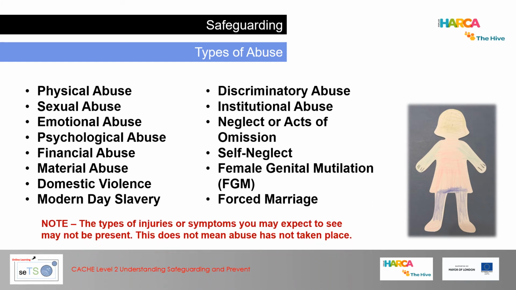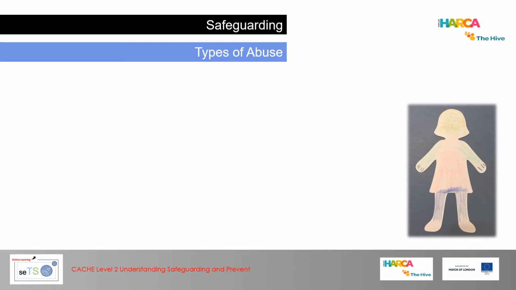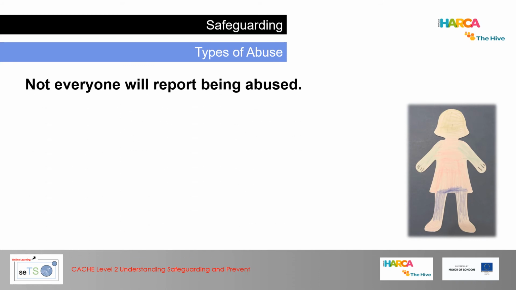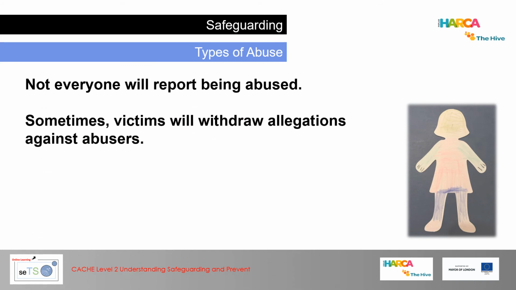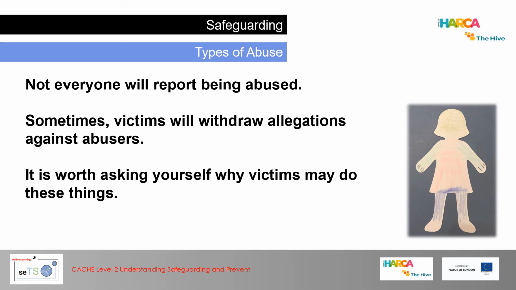It's worth noting that the types of injuries or symptoms you may expect to see may not be present. This does not mean that the abuse has not taken place. Not everyone will report being abused. Sometimes victims will withdraw allegations against abusers. And it's worth asking yourself why victims may do these things.